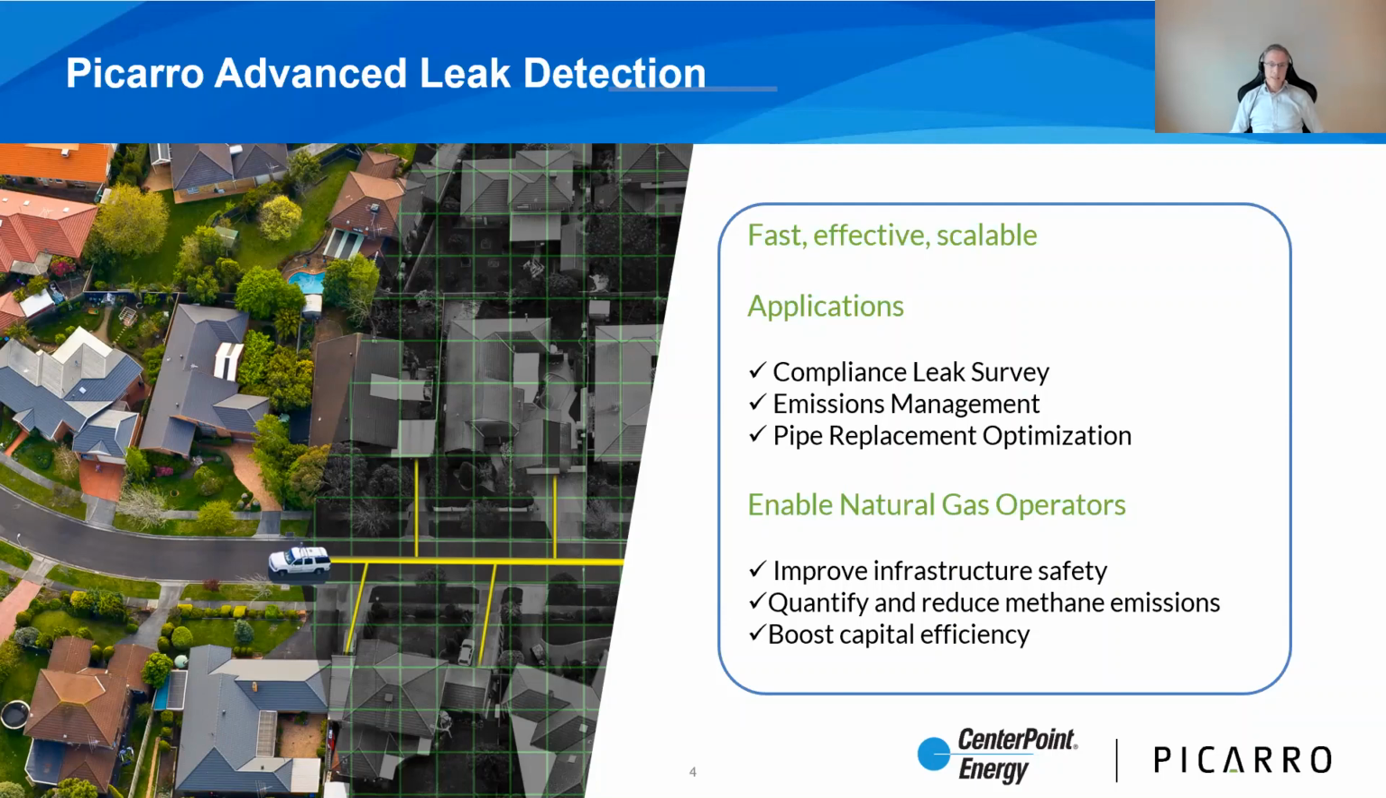ALD really enables natural gas operators to achieve a number of important goals. The first one is to improve infrastructure safety, public safety, and environmental safety. The second key enabler is the ability to quantify and reduce methane emissions. And finally, natural gas operators are using ALD-derived information to boost capital efficiency.